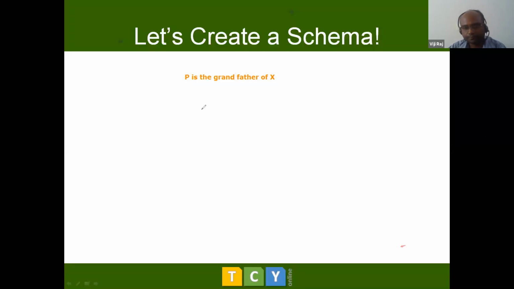P's gender we know. Here is P. All right. So this is P. And there is one generation down, right? One generation down, we have the father or mother of X. And then there is another generation down, we have X. And we don't know the gender of X. Now there are two possibilities here.